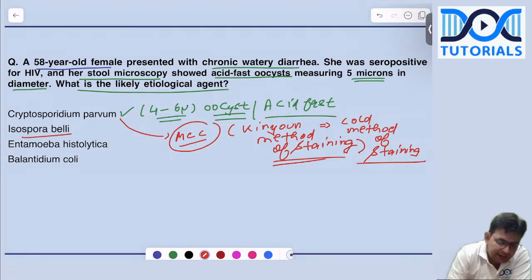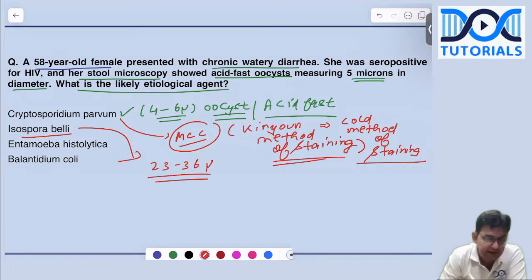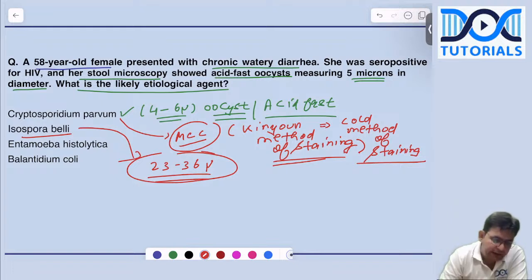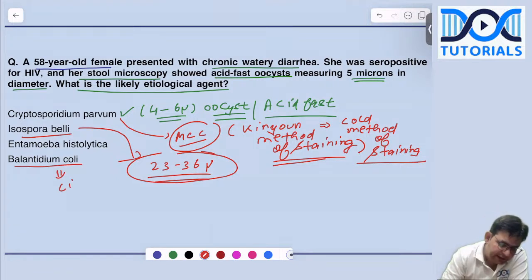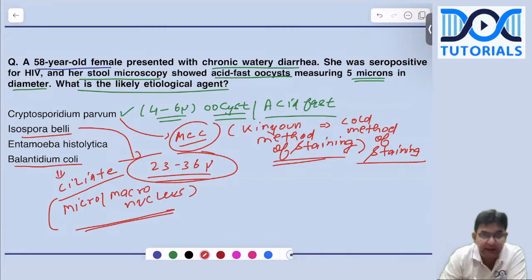Now, Isospora belli is the one which has the new name Cystoisospora belli, and it has the largest oocyst size, 23 to 36 micron. And Balantidium coli, this might be asked, it is a ciliate, and this ciliate has micro and macronucleus. This question might be coming: name a ciliate which has two types of nuclei. One is micro and one is macro. Micro and macronuclei are there in this.